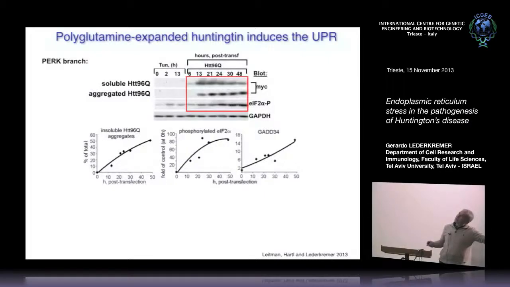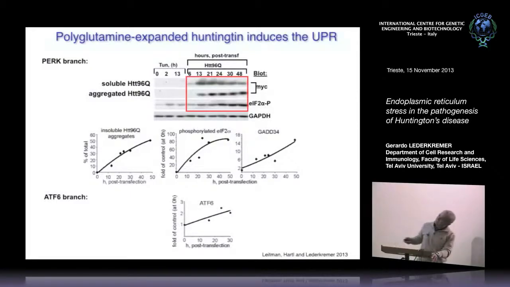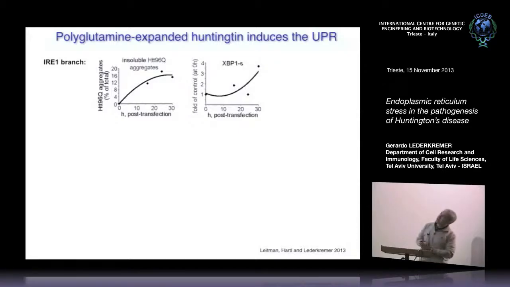If we look at other markers, like GADD34, a late pro-apoptotic member of the UPR, there is also an increase with the increase of insoluble aggregates. So this is what's called the PERK branch, one of the branches of the UPR. If we look at ATF6, there's also an increase with the presence of aggregates. And also the third branch, IRE1. We're looking at the splicing. Remember the splicing event? We're looking at spliced XBP1, and it's also increasing in correlation with the presence of aggregates.